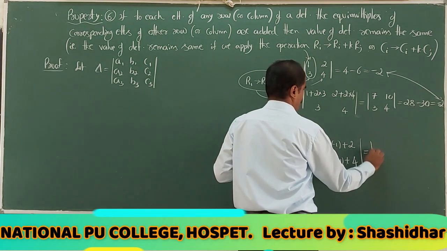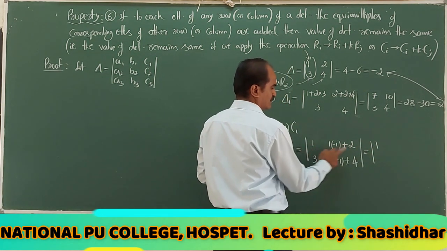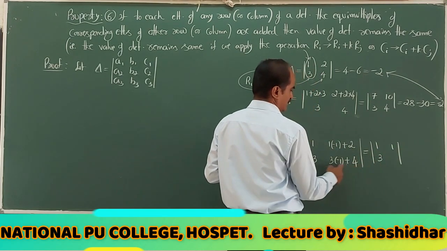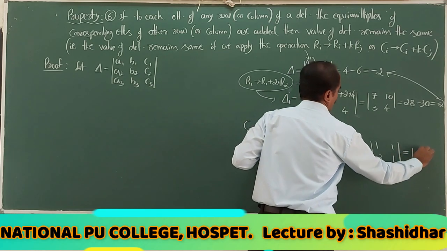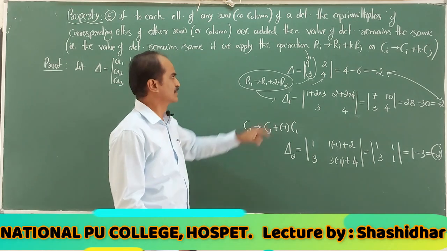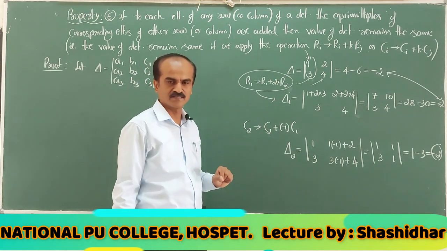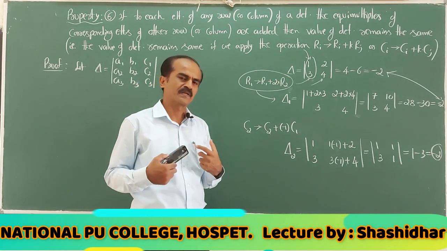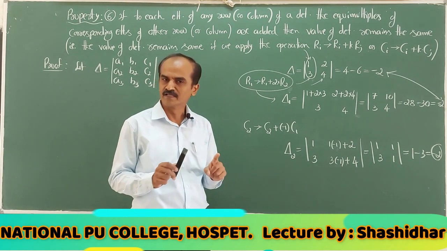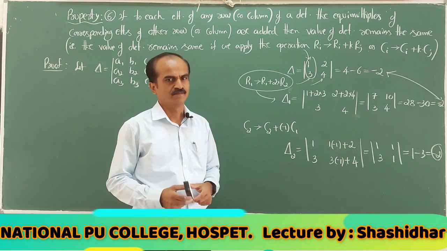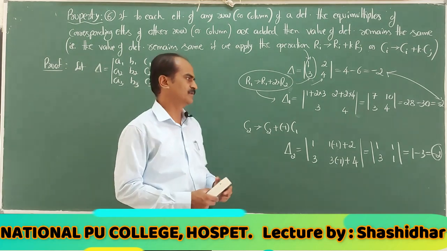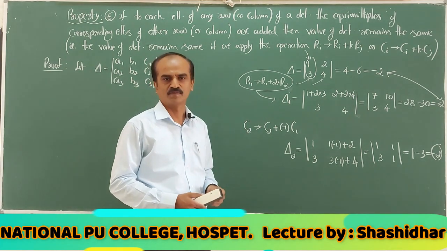Now let us see the resulting determinant. 1, 1, second row 3, 1. Expand this, 1 minus 3, that is equal to minus 2. The original value remains the same. That is, not only one, we can apply any number of row or column operations, and the value of the determinant is not going to alter. It is a very important property, because while solving, frequently we will be using this kind of row and column operations.